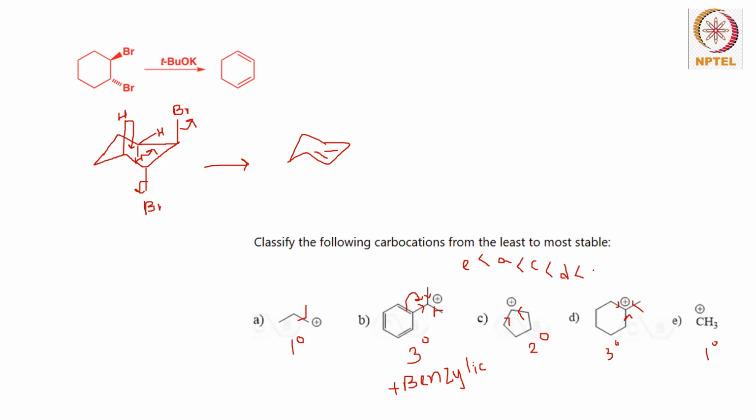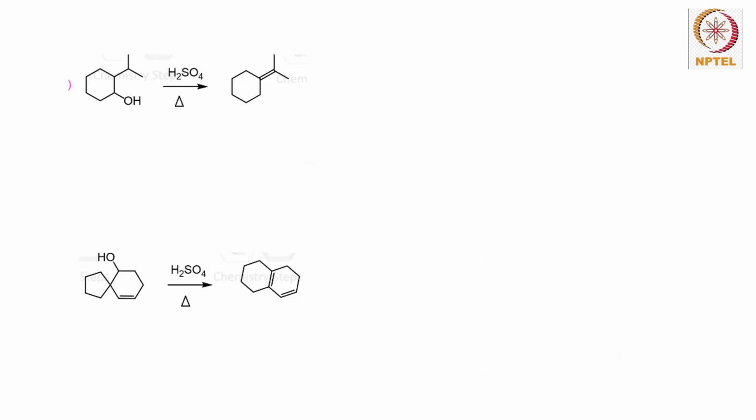It has 8 alpha hydrogens, so it has 8 hyperconjugative structures. So it has greater stability. But both of these have 6 alpha hydrogens, so there will be 6 hyperconjugative structures. Now this one has a resonance effect from oxygen as well as being benzylic. Whenever it is a benzylic carbocation, there are more hyperconjugative structures. This will not be the correct answer.